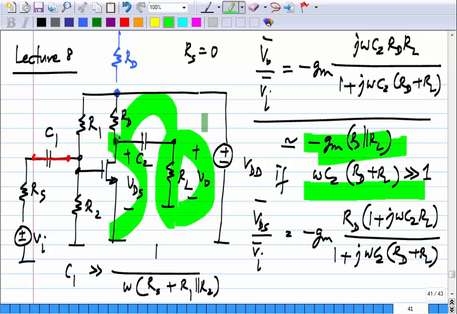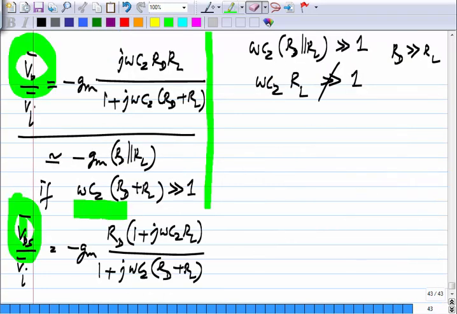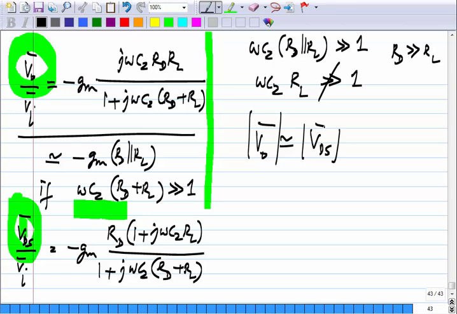So, typically at the output, it is not enough to just make sure that the reactance of the capacitor is much smaller than the resistance across it, that we have already satisfied. So, what is the condition we need to make V naught approximately equal to VDS? Just look at the expressions and tell me. We have the expression for V naught, we have the expression for VI.